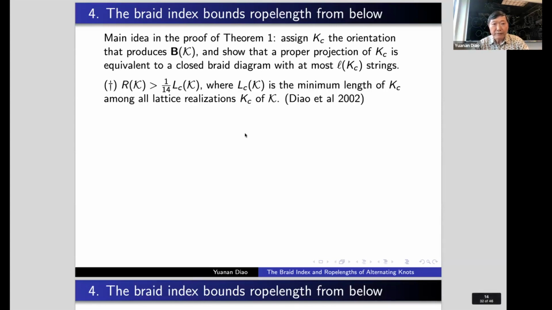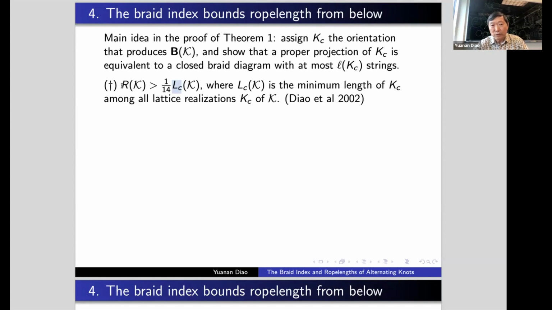And there's a side effect. There's a side result here, which I will cite. This is an early result that relates the minimum length of your knot on the cubic lattice. This is what I call LCK, right? You can realize your link on the cubic lattice, but among all of those realizations, you choose the one that has the shortest length, and that's what LCK means.